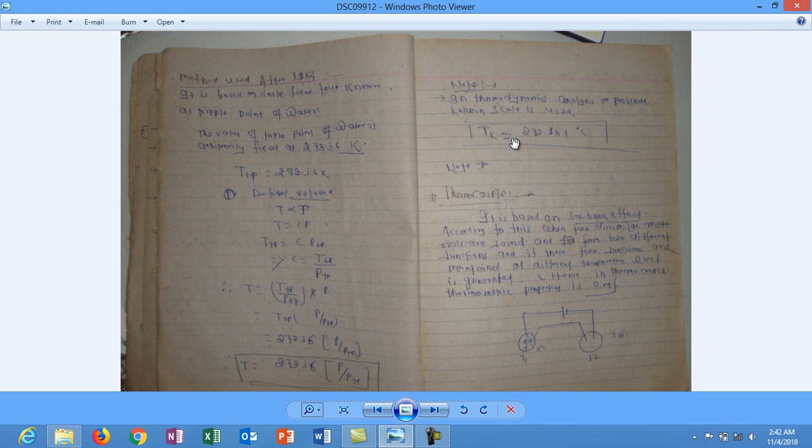The triple point temperature is equal to 273.16 degree Kelvin. So this is all about the different methods which are used before 1954 and after 1954.